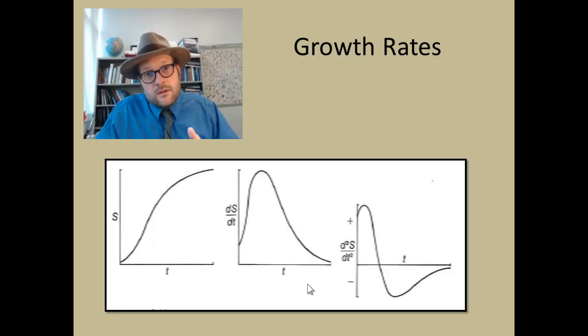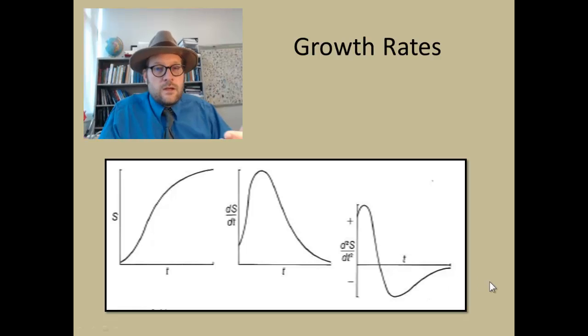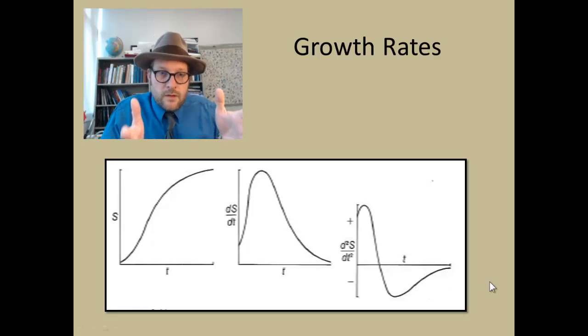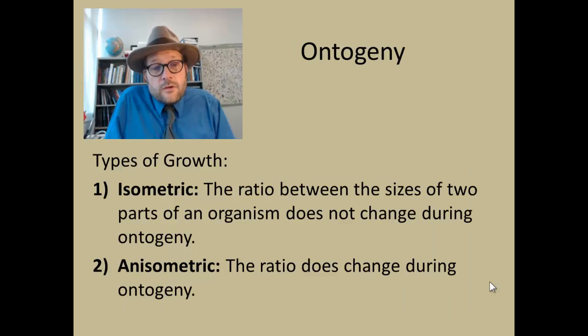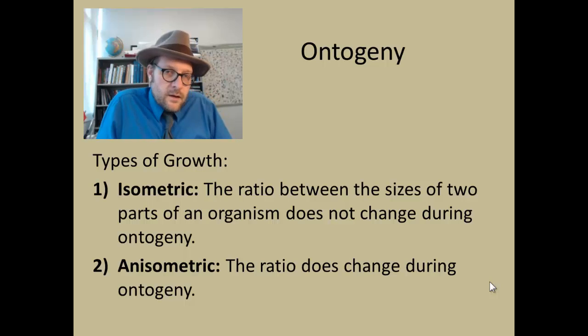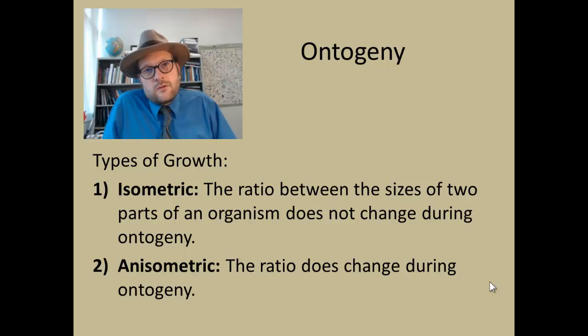And the other thing you can do is take the second derivative, and this is actually showing where you have a sort of a negative pattern that you see later in life, and that most of that growth occurs in the very first part of the organism's life. So you can do some really fancy mathematics that you can apply to these things using calculus, for those of you who know calculus. All right, so there's 2 types or styles of growth that we see in ontogeny. The first is what's called isomeric, and that is where the ratio between the sizes of 2 parts of an organism does not change during ontogeny.